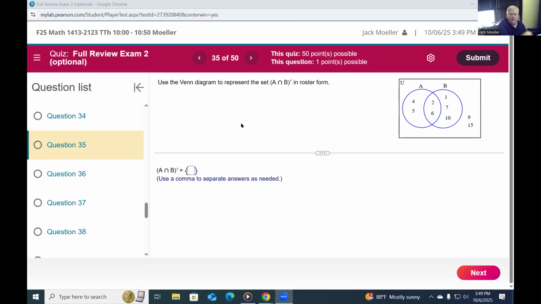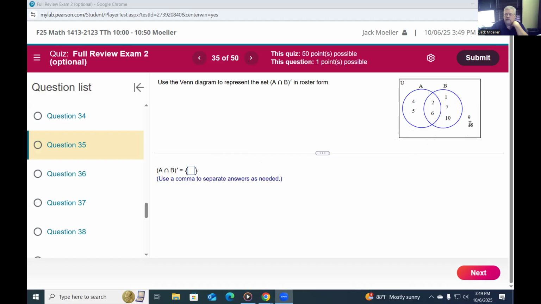Okay, so you have to know how to read Venn diagrams. When you have two sets, the intersection of two sets is where they overlap. I'm not working on the problem right now, I'm just talking in general. The intersection of A and B would be this 2, 6 region. The union is everything, so everything in A, 4, 5, 2, 6, and everything in B, 1, 7, 10. So the intersection is just the middle, union is all of it.